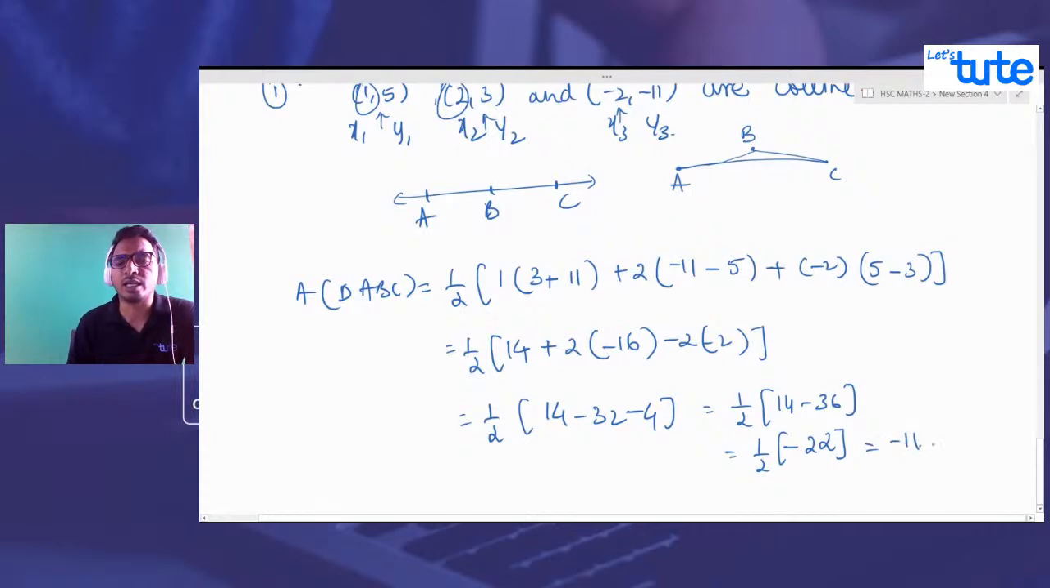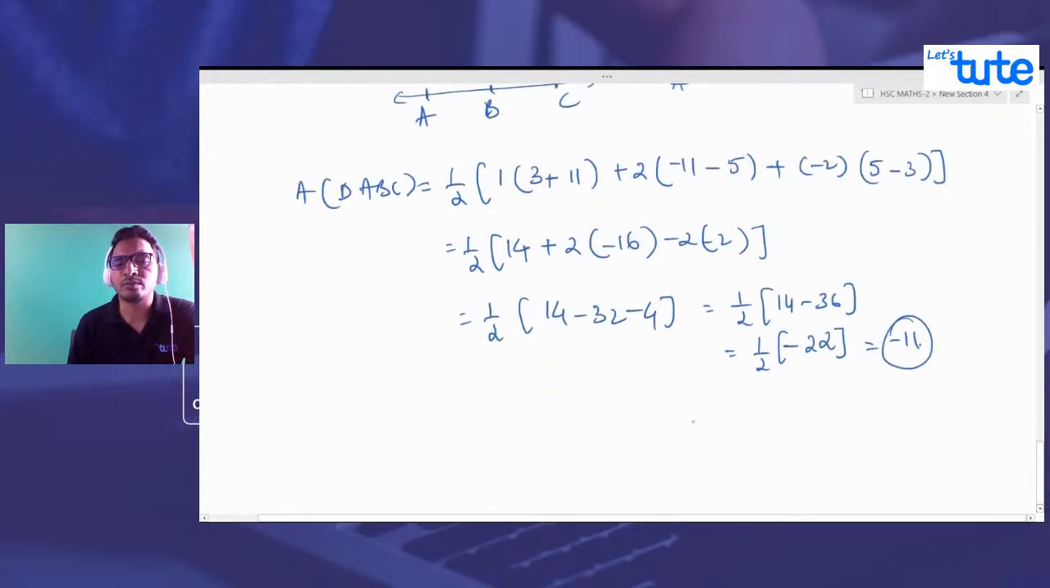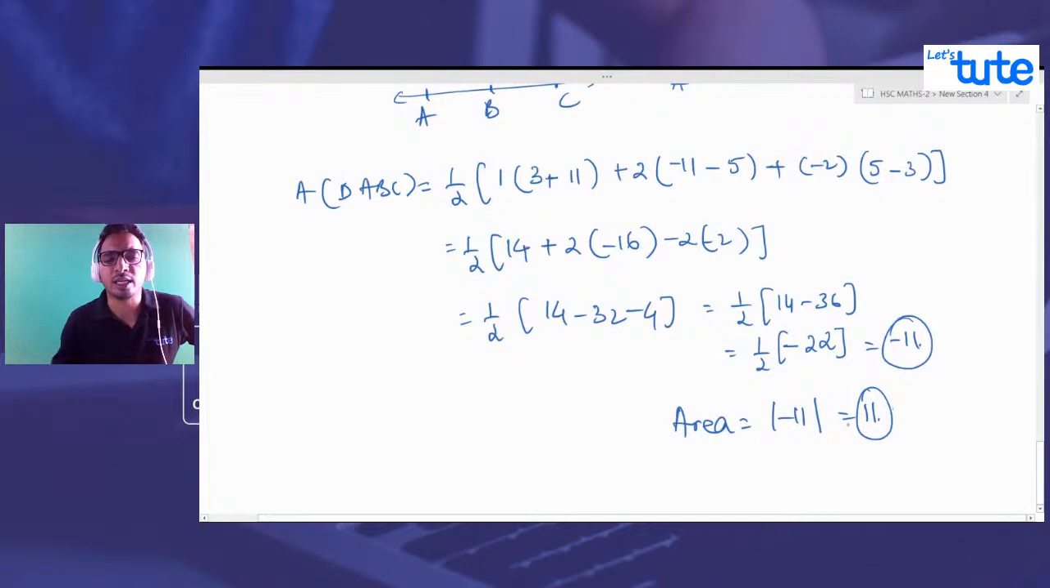But this is area. Area can never be negative. So area equals the modulus of -11. So that would be 11. So now looking at this, we see that the points are giving us some area, right? When points are giving us area, then we can say that the points are not collinear. Correct? Since they are not collinear, they are giving us a triangle. And since we are getting a triangle, we are getting an area. Otherwise, we won't be getting it. So that's one way of looking at things.